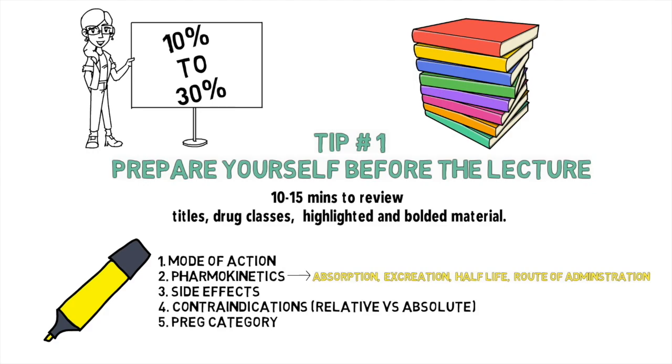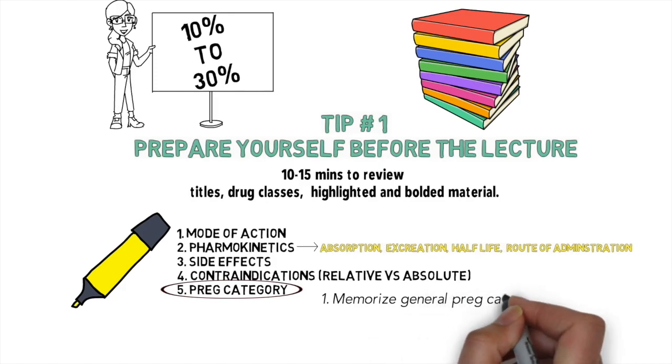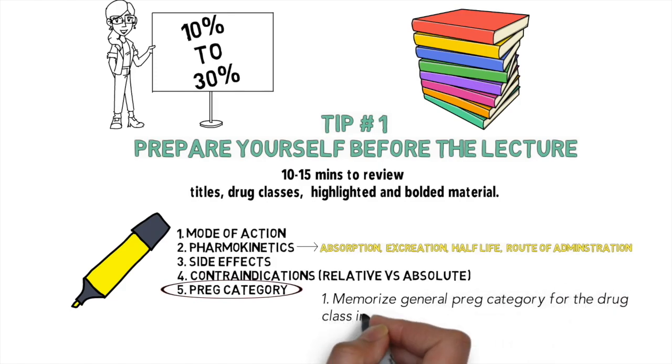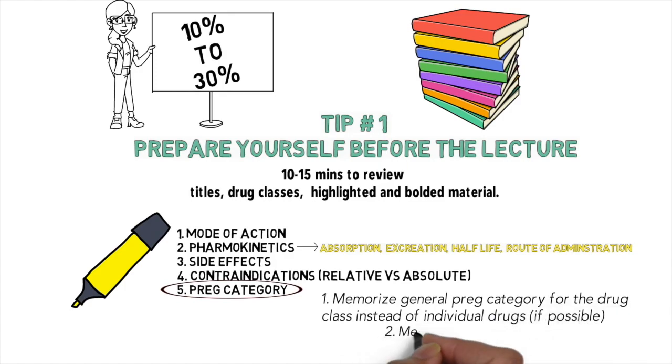Now, out of all of these categories, I would say pregnancy category is probably the hardest to memorize. Now, there are a few ways you can tackle this. One is by knowing the pregnancy category of the drug class and not the individual medications in that drug class. And the second trick is to focus on drugs that are dangerous in pregnancy. For example, pregnancy category D. Any drug that is pregnancy category D, I would memorize it because this will help you eliminate choices when you're asked questions regarding this category.